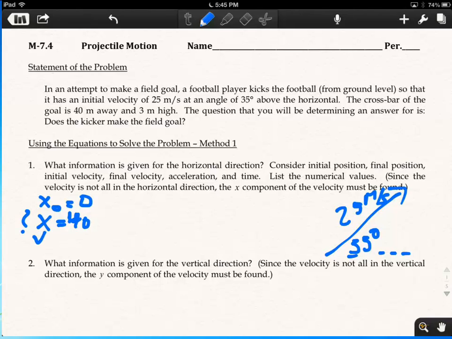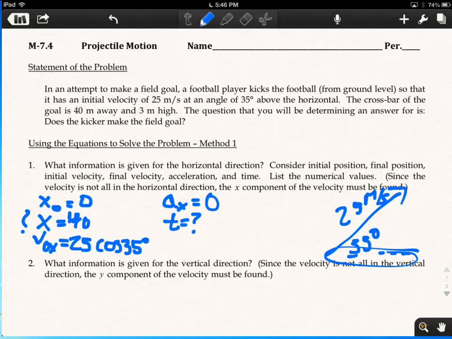Initial velocity. The initial velocity in the x direction is given by the bottom of this triangle down here. So it's not 25 meters per second. It's 25 cosine 35, and we'll get a numerical value for that in a minute. Let's see, acceleration. Well, what would cause an acceleration in x? There's no forces, so there is no acceleration. Time, we don't know time. We know it moves through the air, but we don't know anything else.